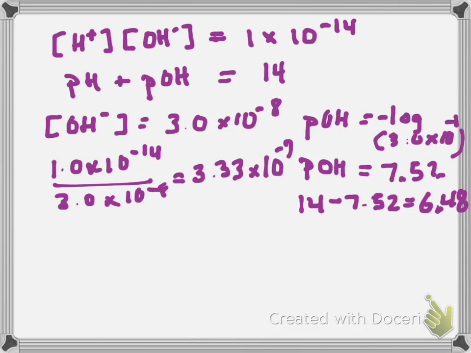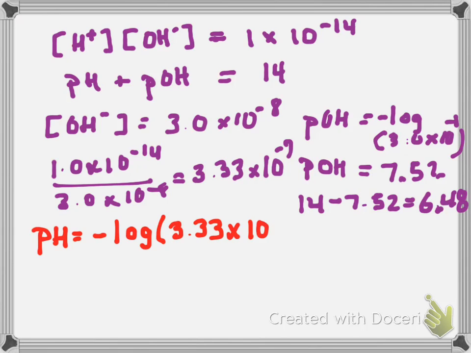Go ahead and change colors here so we can see that. So again, pH would be equal to the negative log of that number. Again, it's always the negative log. And lo and behold, when I plug that in my calculator like I showed you in the last video, I will get 6.48 for my pH. So just two ways to do the same kind of problem using those two calculations.